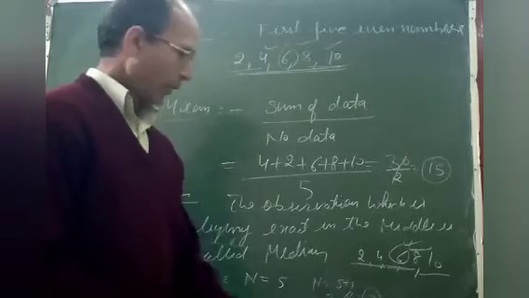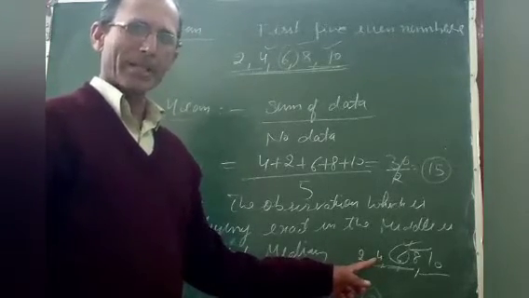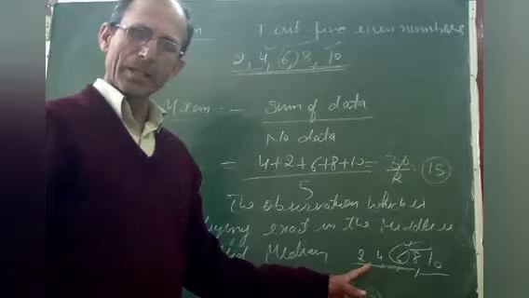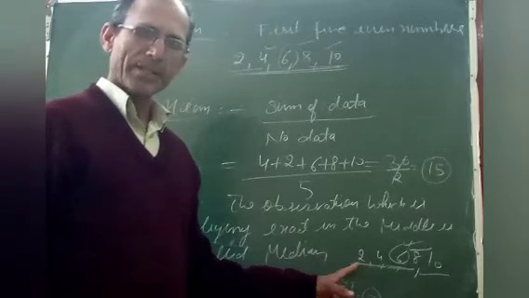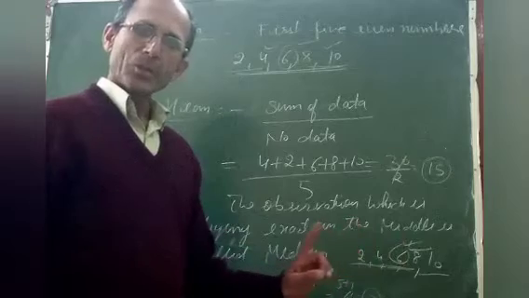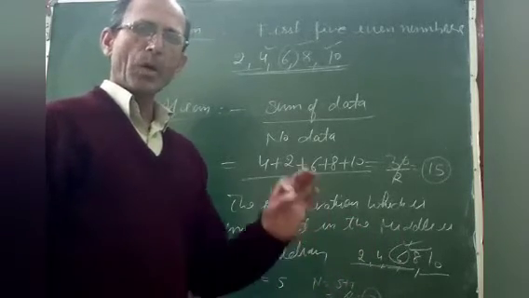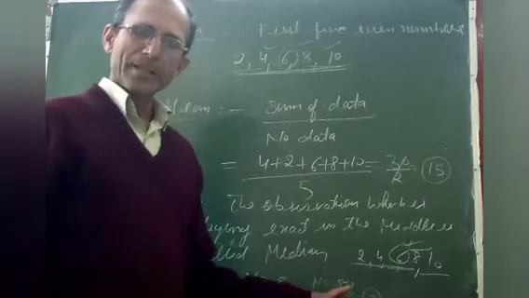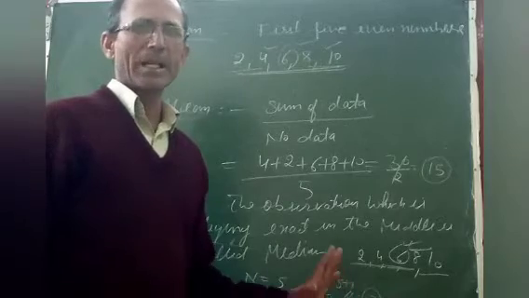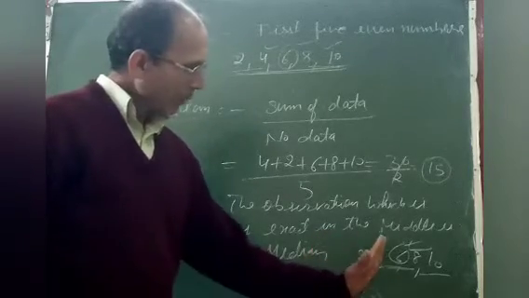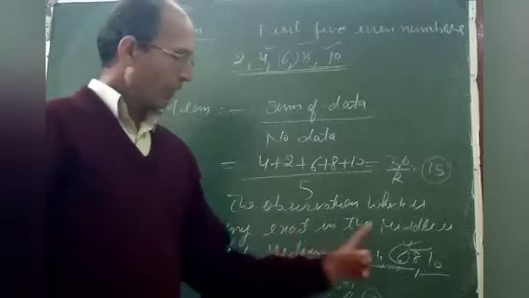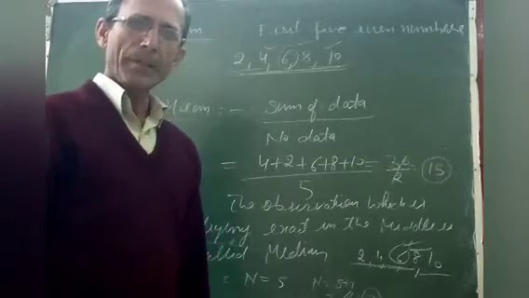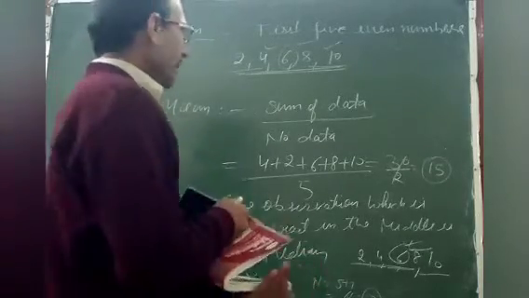Listen again. First arrange the data in ascending or descending order. Then count the number of observations: 1, 2, 3, 4, 5. 5 is odd. If the number of observations is odd, add 1. So 5 plus 1 becomes 6. Now 6 divided by 2 is 3, so the third will be the median. Or, the other way, on both sides the number of observations should be equal. What is lying exactly in the middle will be the median. Understood? Okay, now next.